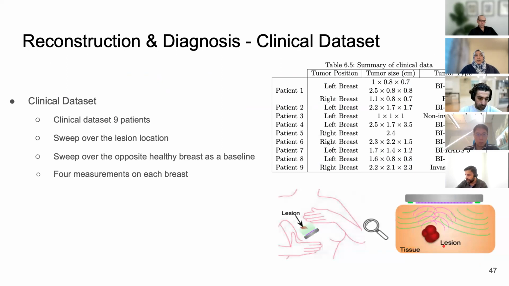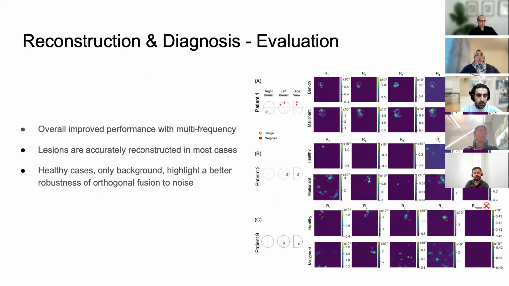We also tested our results on a clinical dataset with 9 patients where scans over the lesion location and the opposite healthy breast are collected. We consider different patients with different tumor position, tumor size, and tumor type. Quantitative results again show improved performance with multiple frequencies with respect to only one frequency, where the lesion is accurately reconstructed in most cases. However, healthy cases, where only healthy tissue is scanned, highlight a better robustness of orthogonal fusion, where we see fewer artifacts in the orthogonal fusion reconstruction.